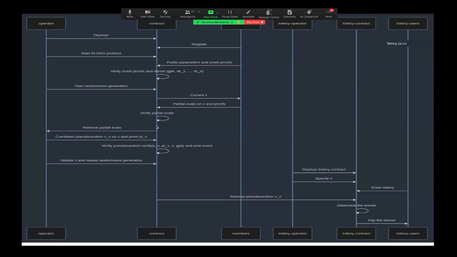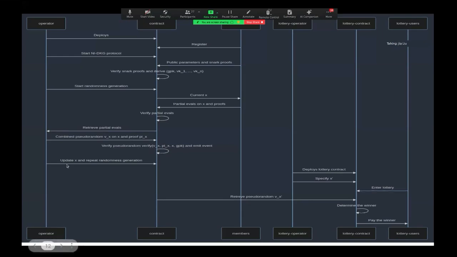And then when we have t valid partial evaluations, the operator can retrieve the partial evaluations from the contract and combine them together to get the final pseudo-random value and the proof. This can be done by any party, but here we use the operator just for convenience. So the final pseudo-random value can be verified in the contract.